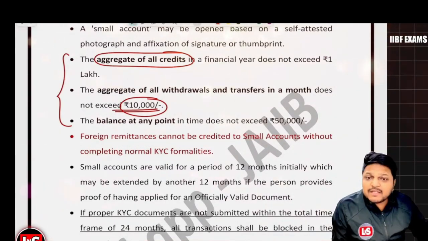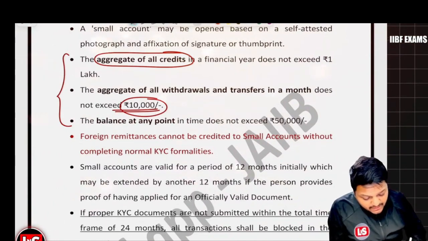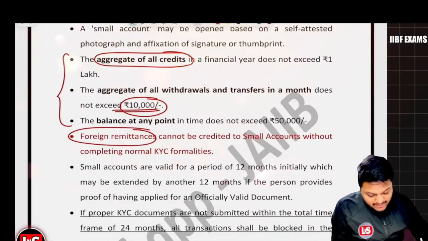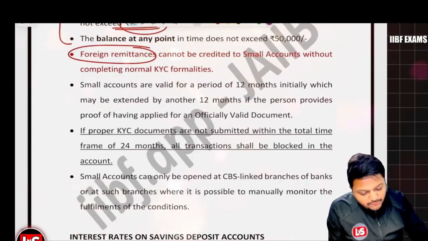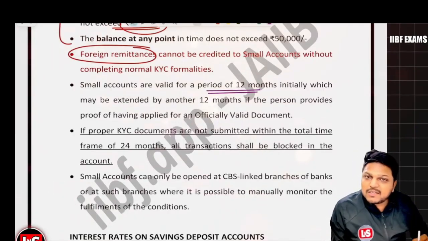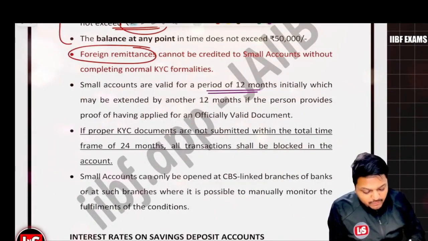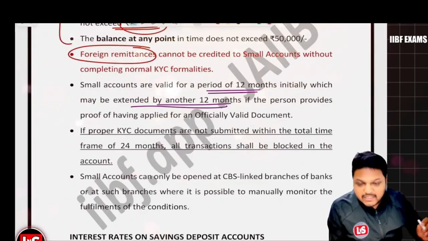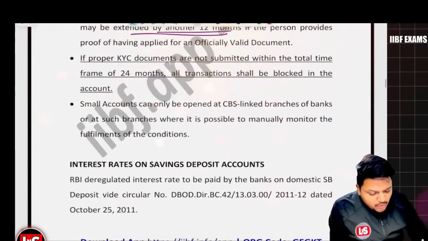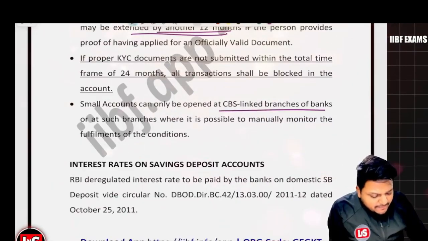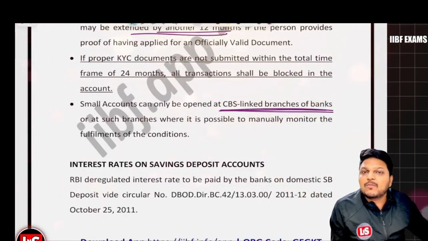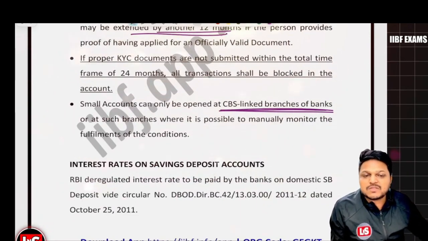And the foreign remittances are not permitted until the account is fully KYC equipped, right? And this account, as I told you, is just valid for the initial 12 months. And further, the customer is to deposit the OVD receipt, and it will be operable for the next 12 months. So it is operable for 24 months. And small account can only be opened in the CBS linked branches of the banks, right? So that you can do the monitoring of such accounts.